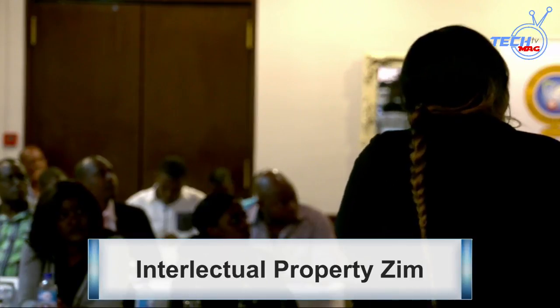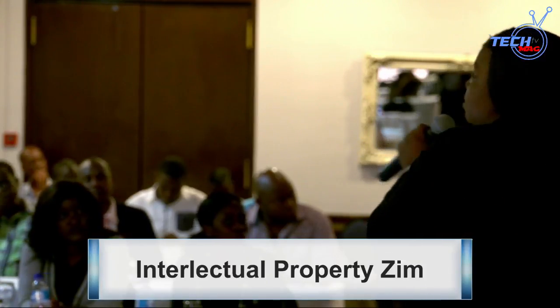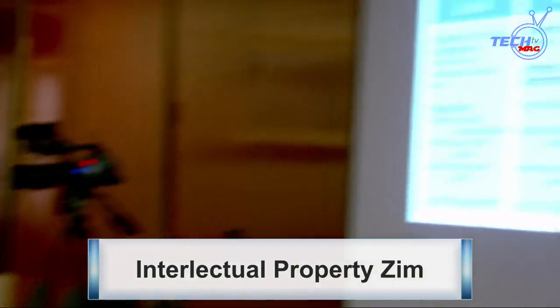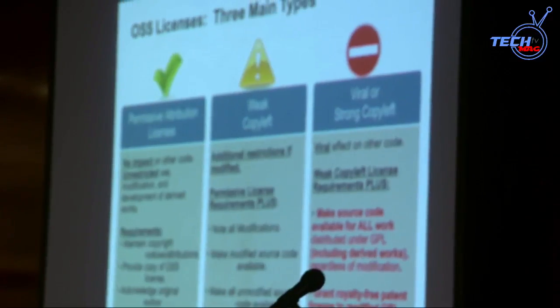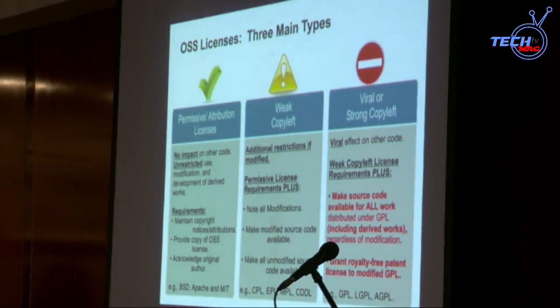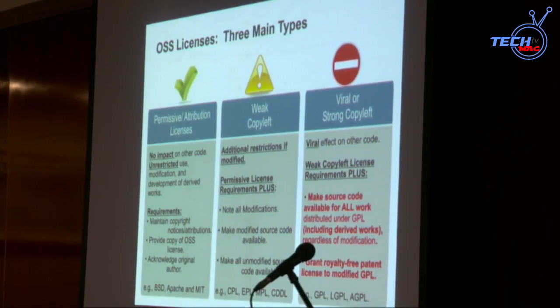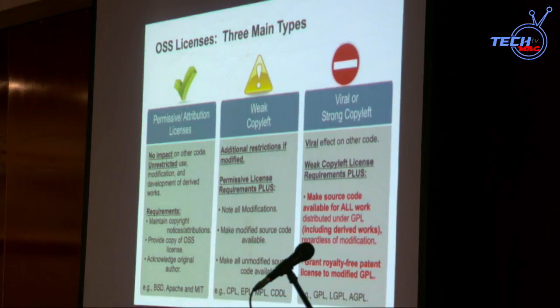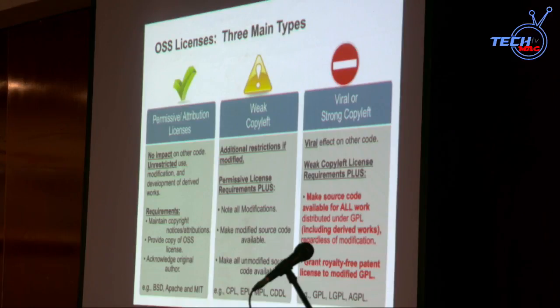We have the permissive attribution licenses, which require that you mention that you got it from this person or this company, and you have to provide a copy of the open source license when you are distributing the product. So if you're selling to a certain company, you also have to attach the original source code that you actually used, and you acknowledge the original author. These types of licenses are, for example, Apache and MIT. If it's a product released under Apache or MIT and you just do those minimum requirements, then you're fine. And then we go to the weak copyleft licenses, and these have additional restrictions if you modify.